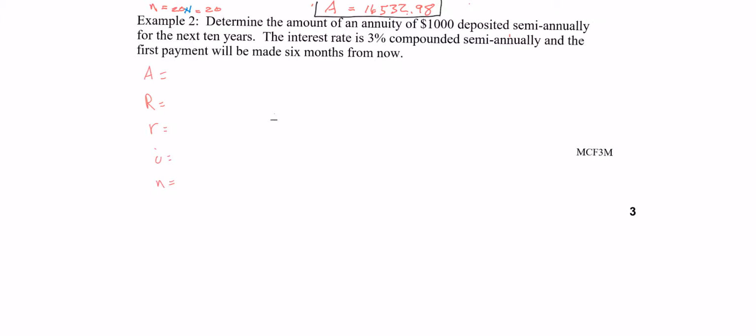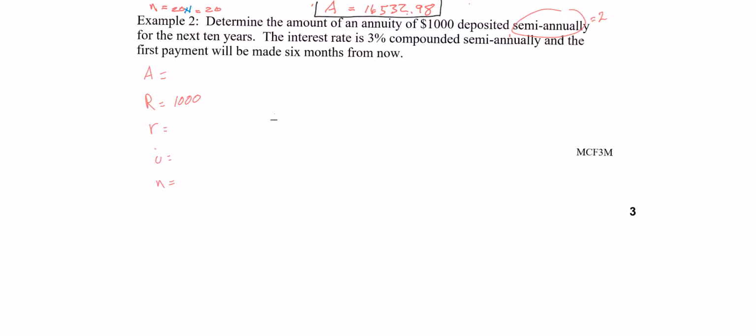Now this problem says determine the amount of an annuity of $1,000 deposited semi-annually for the next 10 years. Now, guess what? We've just identified our payment, which is $1,000. We've just identified our compounding number, which is, because it's semi-annual, 2. Now, the interest rate is 3% compounded semi-annually, and the first payment will be made 6 months from now.